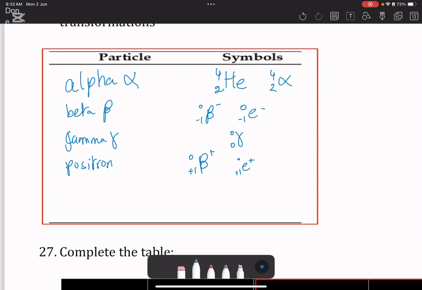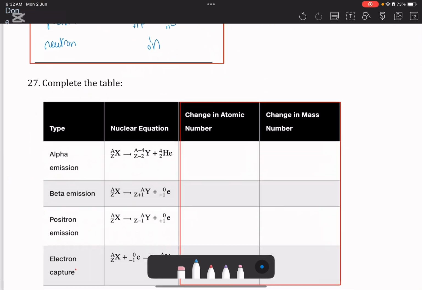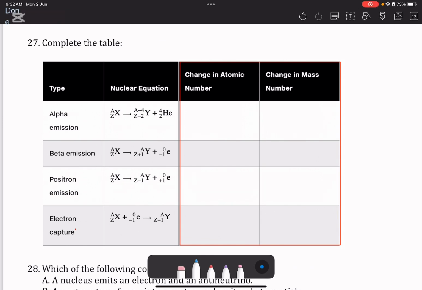Electron capture, so alpha, beta, gamma. Let me mention the neutron. The neutron is the symbol N, with mass number 1 and atomic number 0. What else? I hope I'm not missing anything. So these are basically the radioactive particles that are coming to my mind.